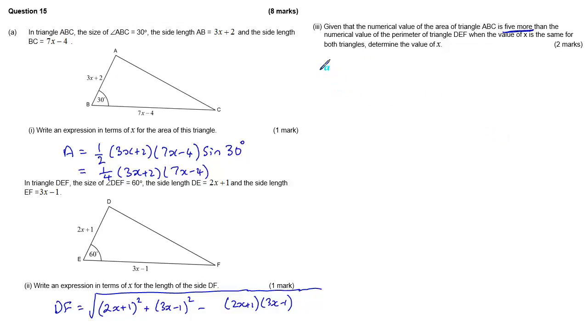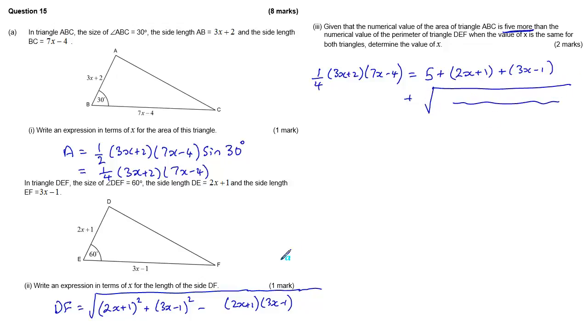So the area, that's a quarter 3x plus 2, 7x minus 4, is going to be 5 add the perimeter of this triangle. The perimeter of this triangle is 2x plus 1 plus 3x minus 1, add the square root of all of that stuff from down there. So we want the value of x. Let's solve.